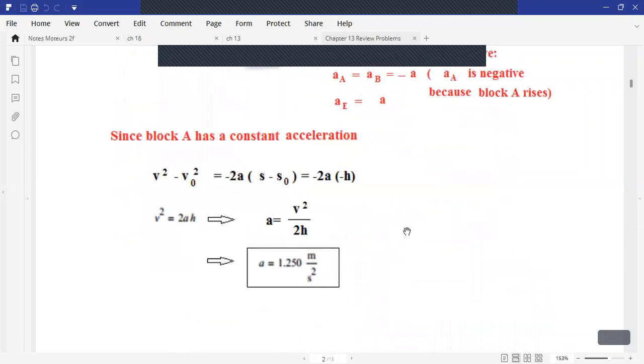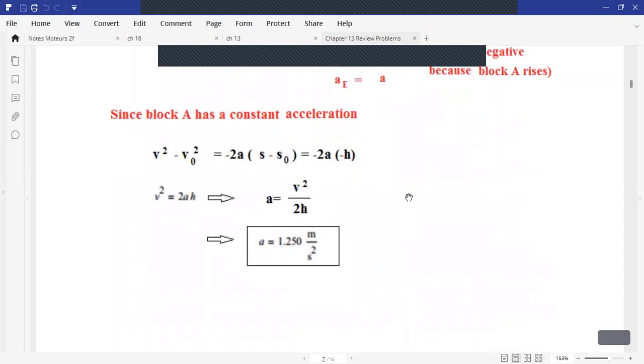now if we look here, okay, to be able to calculate A, we can do V squared over 2H because V final is given and the H is given.